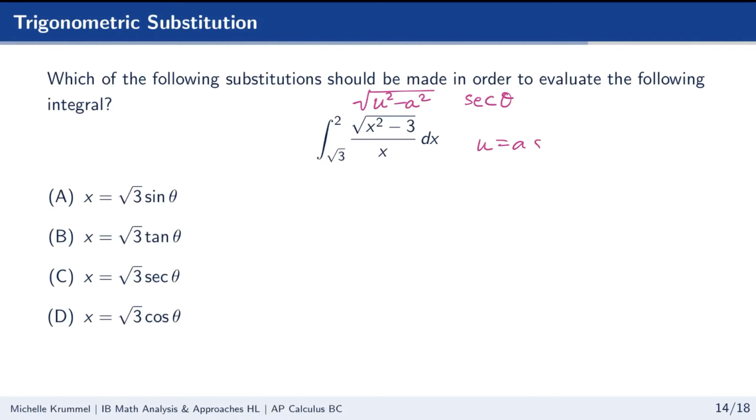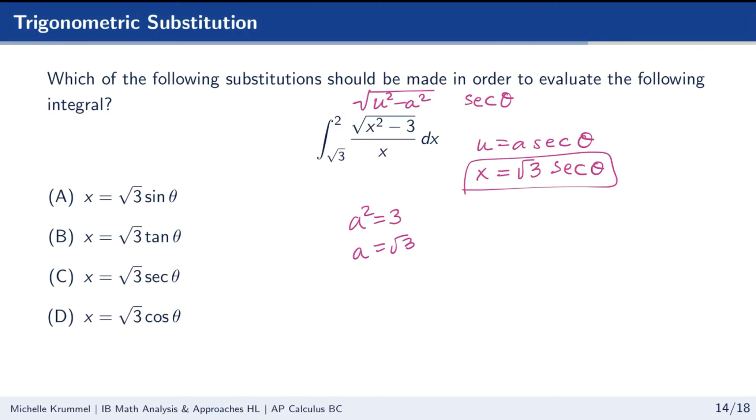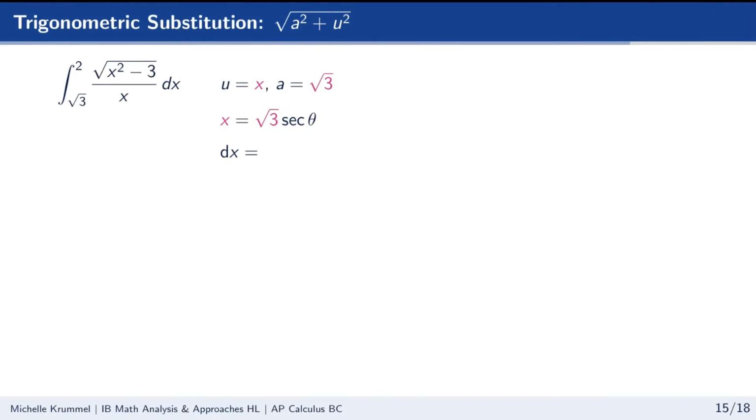We want u equals a secant theta. The u is x. The a squared equals 3. If a squared equals 3, then a equals root 3. So root 3 secant theta, that's the substitution we want to make. X equals root 3 secant theta. So I'll square both sides. X squared equals 3 secant squared theta. Then I'm going to subtract 3. So x squared equals 3 secant squared theta minus 3.